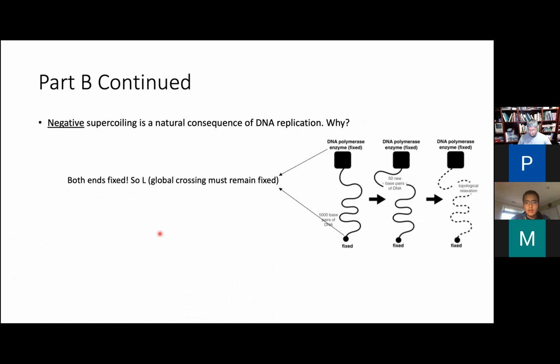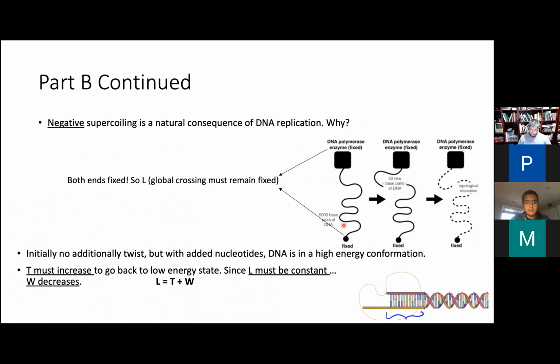Why is that? Well, if you look at the picture in the question, DNA is fixed at both ends. So since L is the number of global turns, L must remain fixed. And initially there's no twists, but when you're adding nucleotides, DNA goes into that high energy conformation. So to go back down to a stable conformation, T must increase. But since L is constant, based on this equation, L equals T plus W, W decreases.